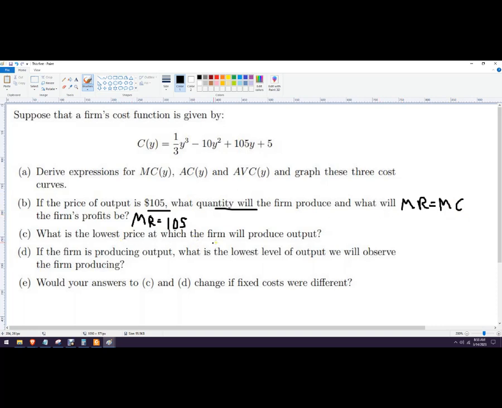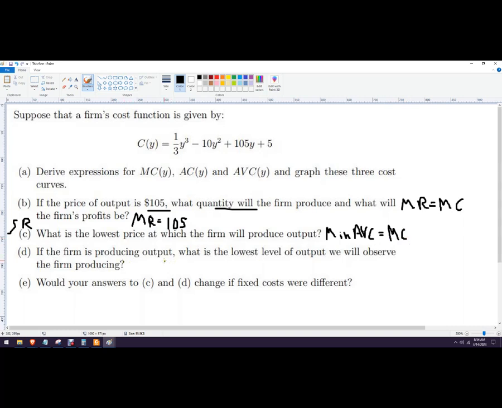What is the lowest price at which the firm will produce? This is sometimes known as the shutdown price. What they mean is in the short run. And that is found at the minimum of our average variable cost, which is also the place where it meets marginal cost. So you can solve for those two.